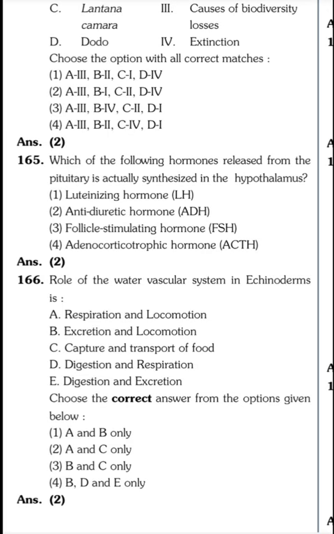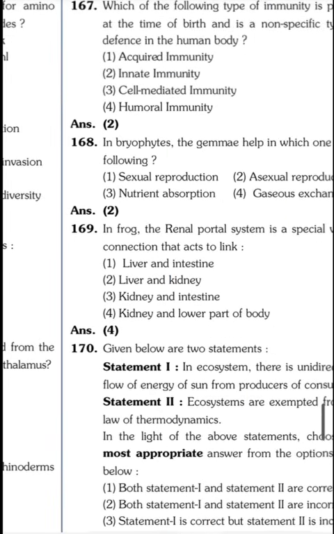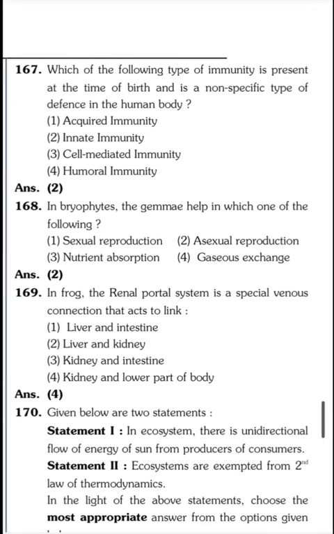The role of the water vascular system in echinoderms. They have the role of respiration and locomotion. They are not involved in excretion, but in respiration, locomotion, capture and transport of food. A and C only is the correct answer. Next one, which of the following type of immunity is present at the time of birth? It is the innate immunity, inborn, and is non-specific. It provides protection against all types of antigens and is not specific. That is why it is non-specific. Acquired, we acquire later.